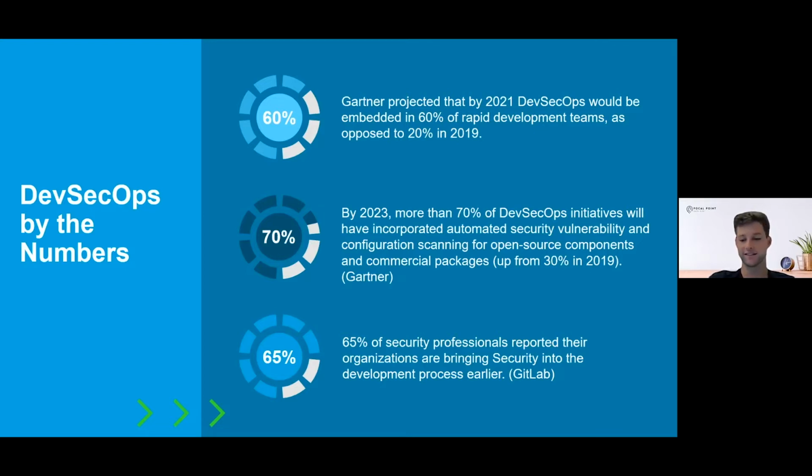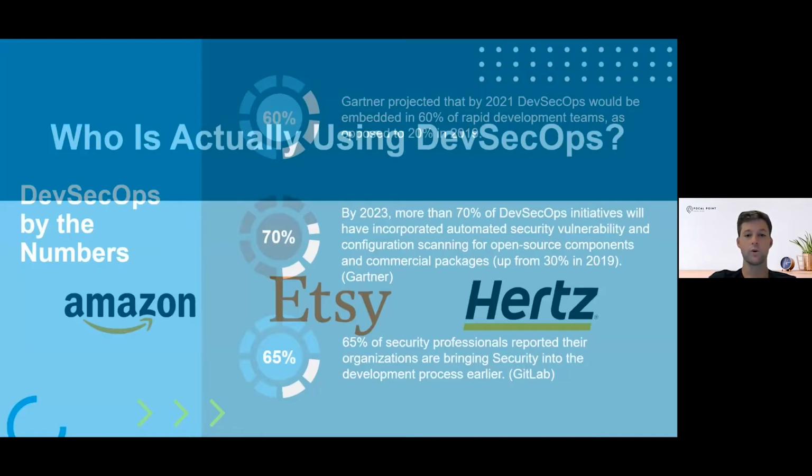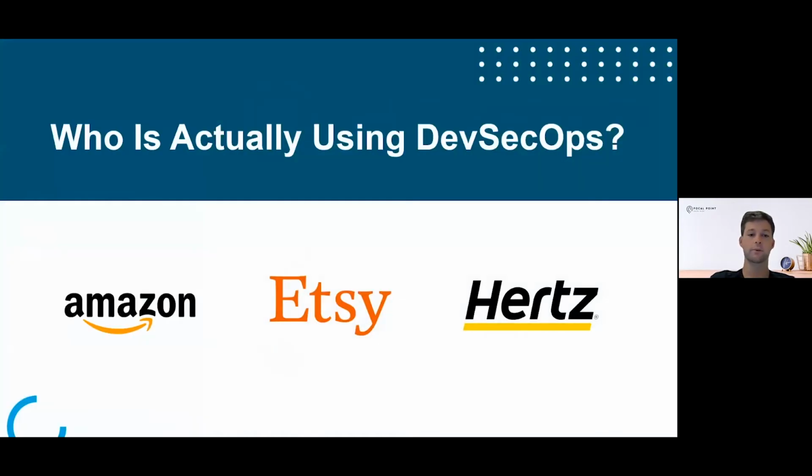So with that, let's talk briefly about who's actually using DevSecOps and why that might be in some of these examples here. So first of all, Amazon. Obviously, Amazon is doing just about everything under the sun these days, but specifically we can think about AWS and the cloud services that they're providing.